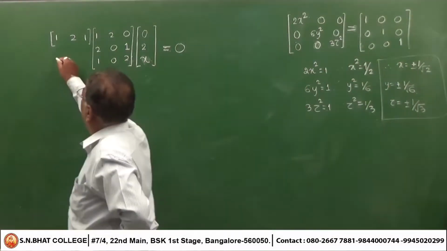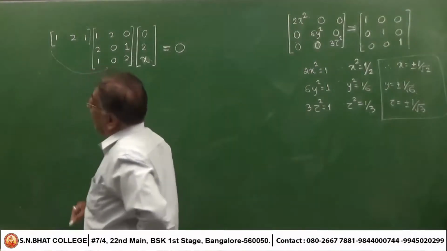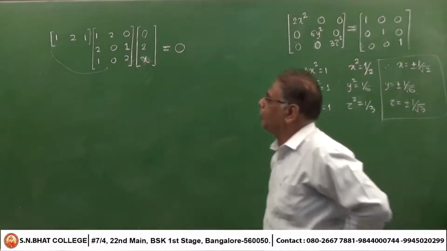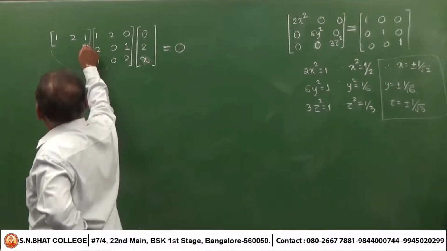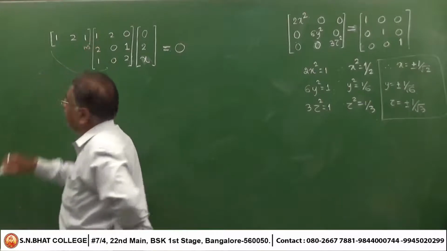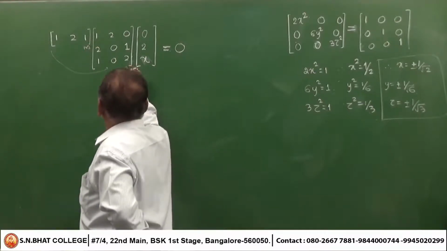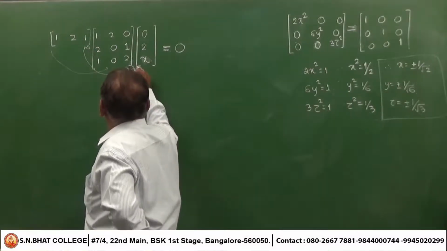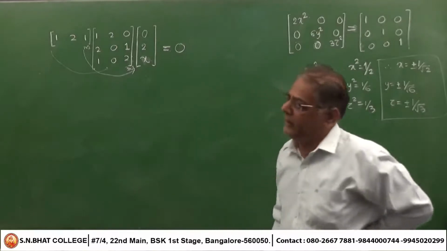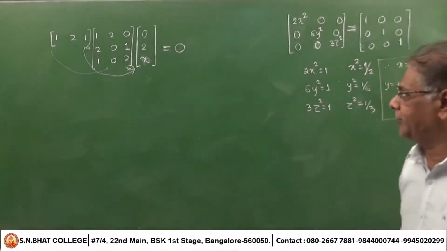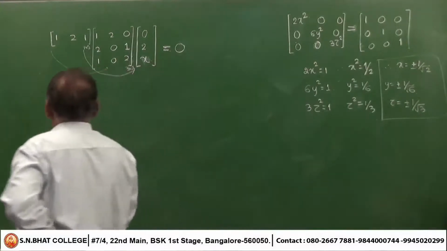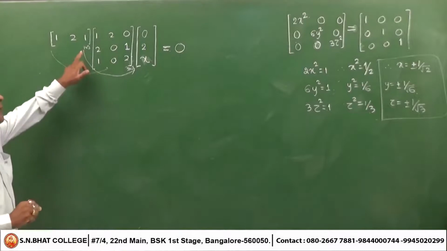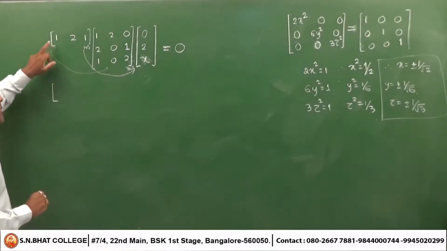First I am multiplying these two matrices, this and this. Always please remember, while multiplying any two matrices, please write the order of the two matrices. This is 1 row 3 column, 1 cross 3. This is 3 row 3 column. After multiplying, you will get a 1 cross 3 matrix. Multiply the first two matrices. You will get 1 row 3 column.